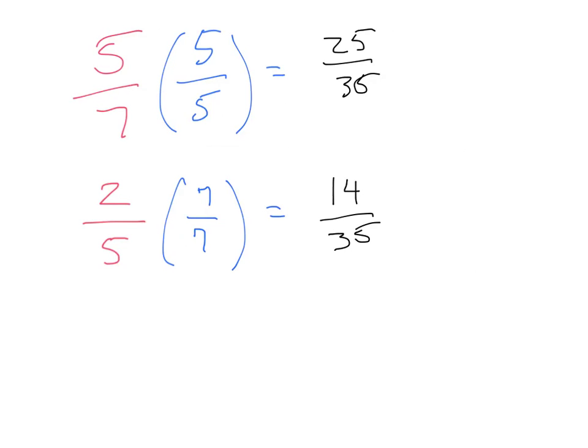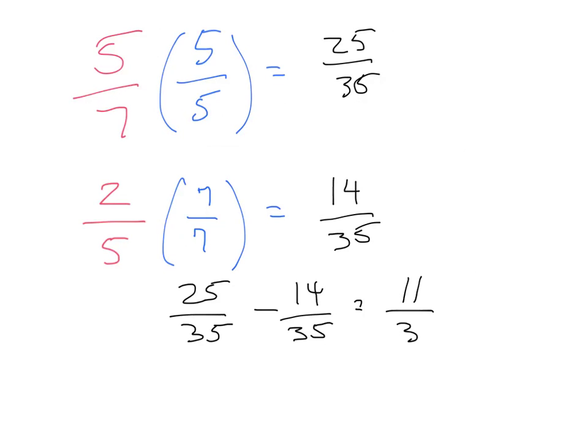So now we have two fractions with the same denominator, and we can do our subtraction. We have 25 minus 14, which is going to give us 11 over 35, and that actually cannot be simplified. So we are done, and our final answer is 11 over 35. And that is how you subtract fractions.